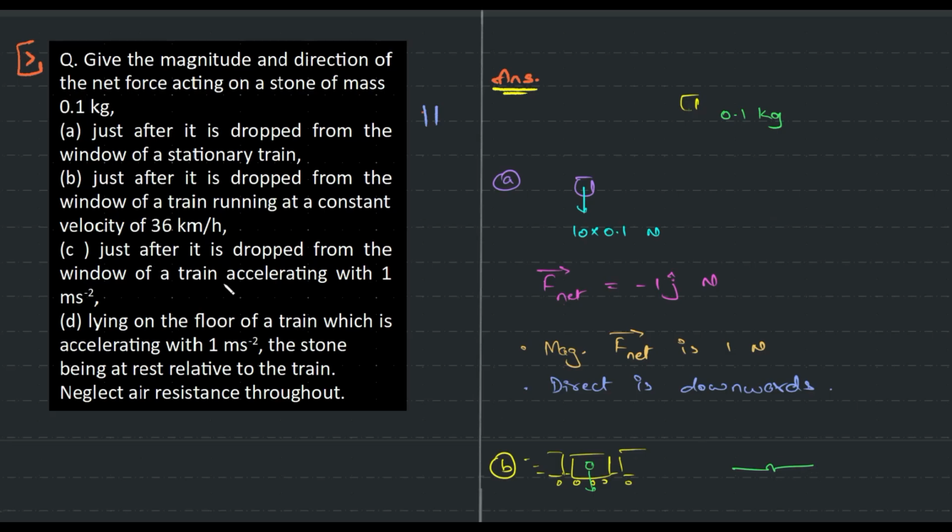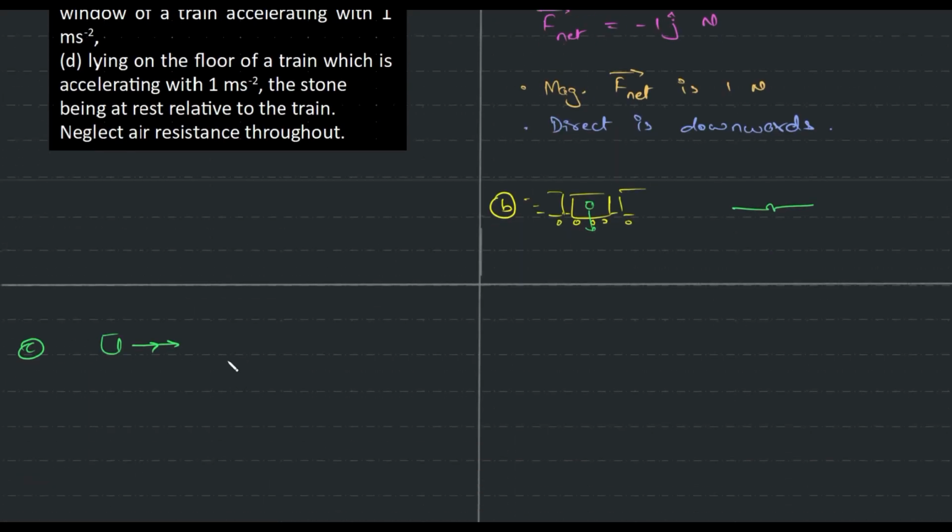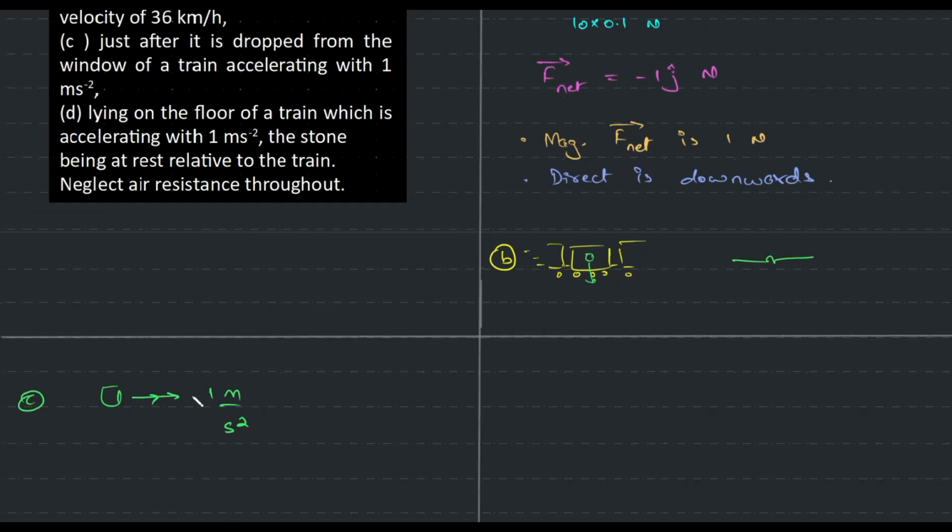Just after it is dropped from the window of a train accelerating with 1 meter per second square. What are the magnitude and direction of the net force acting on the stone? Say here in case C, the train is accelerating, moving faster and faster every second. But if we drop a stone from the window of the accelerating train, just after you let it go, even then the answer remains the same.